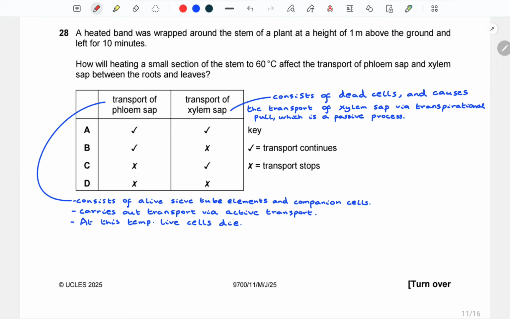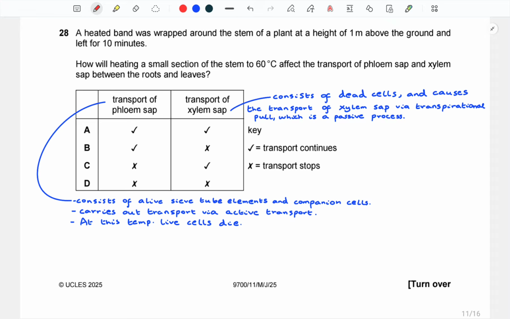28. A heated band was wrapped around the stem of a plant at a height of 1 meter above the ground and left for 10 minutes. How will heating a small section of the stem to 60 degrees Celsius affect the transport of phloem sap and xylem sap between the roots and the leaves? Okay, so we should know that transport of phloem sap consists of living sieve tube elements and companion cells. They carry out this transport via active transport and secondary active transport, hence using ATP as a source of energy.